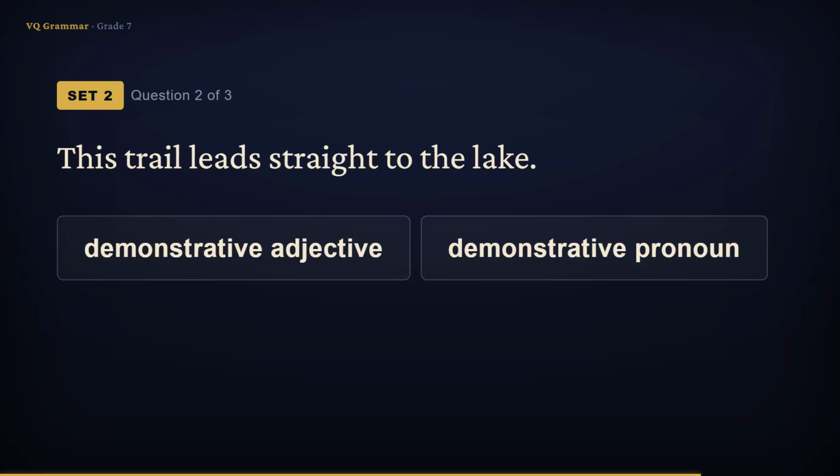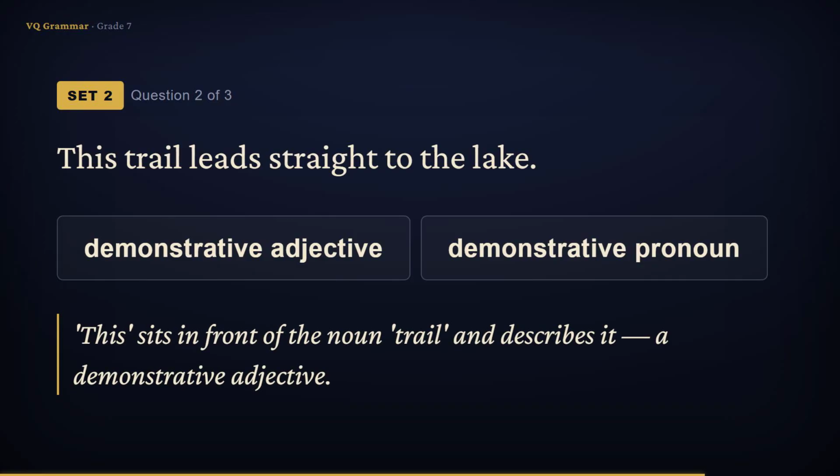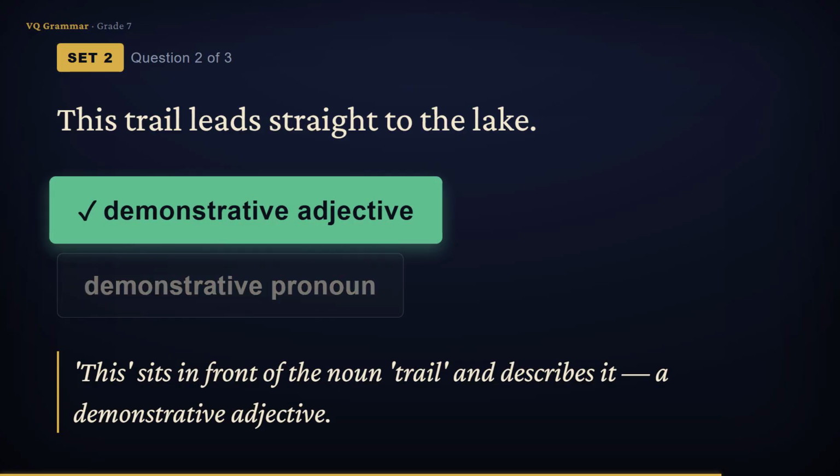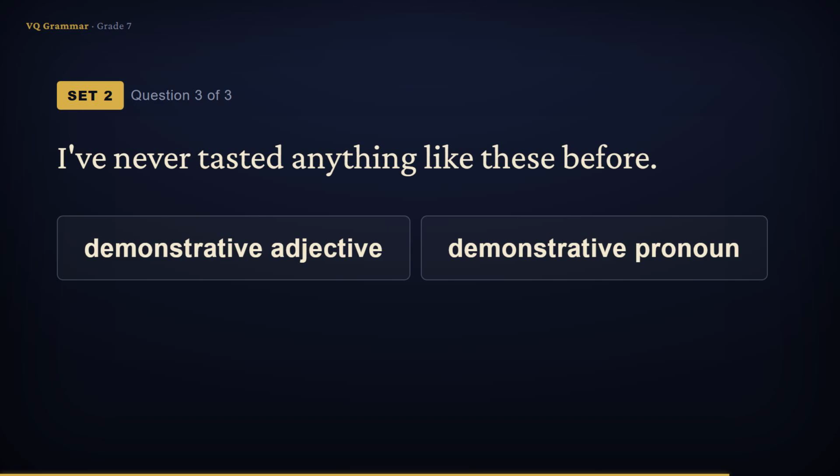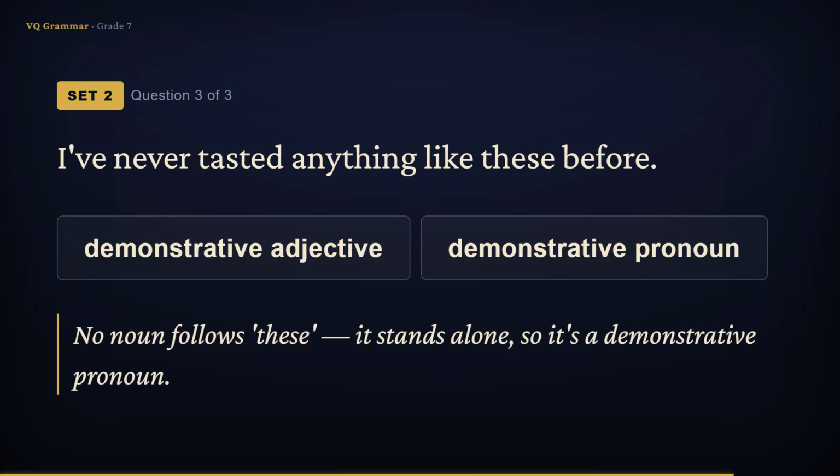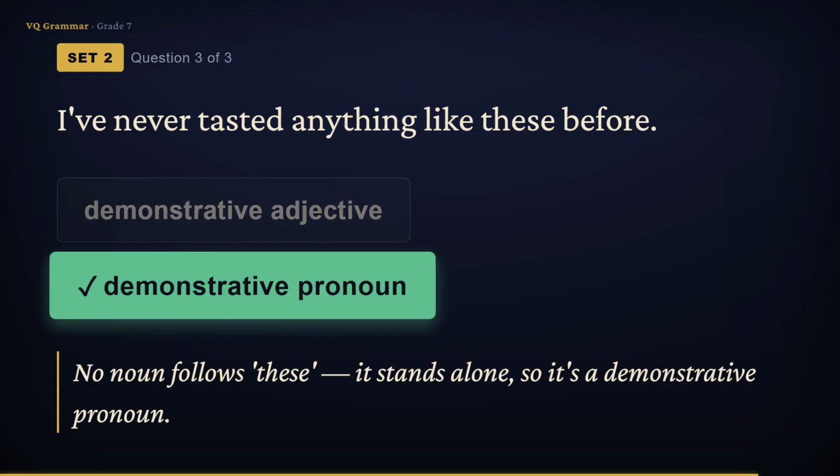This trail leads straight to the lake. Look right after this. The noun trail follows it. Since this is sitting in front of a noun and describing which trail, it's a demonstrative adjective. So the answer is demonstrative adjective. I've never tasted anything like these before. Check what comes after these. Nothing. The word these ends the sentence, standing in for whatever we tasted. With no noun following it, these is a demonstrative pronoun. So the answer is demonstrative pronoun.